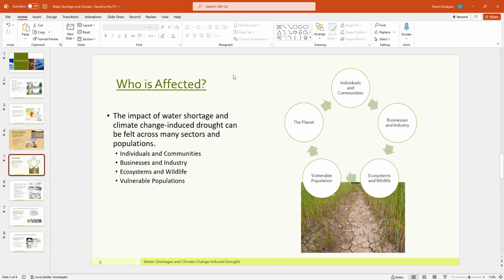When it says business and industry, that's for many businesses, which include agriculture, manufacturing and energy production. Water shortages and drought can lead to reduced productivity and economic losses for these sectors. Example, California drought conditions have led to reduced agricultural output, which has a ripple effect in the state's economy.